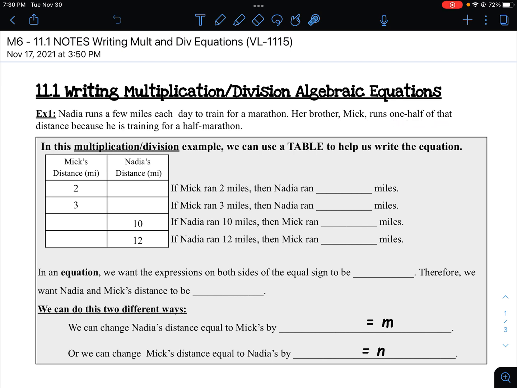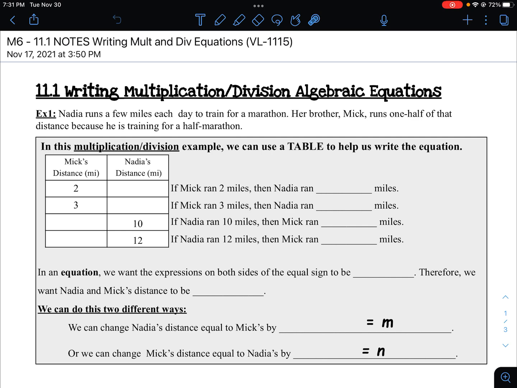So he runs 1/2 of that. You may think that you may be subtracting something, but it's 1/2 of something. So you're not exactly subtracting 1/2 from, let's say Nadia runs 10 miles. If he runs half of that, would you subtract 1/2? That would make it 9.5. So that wouldn't make any sense. So, it requires some kind of multiplication or division. So let's go ahead and dive in.